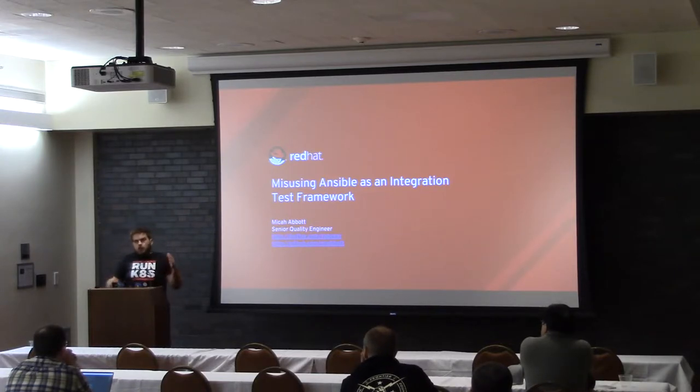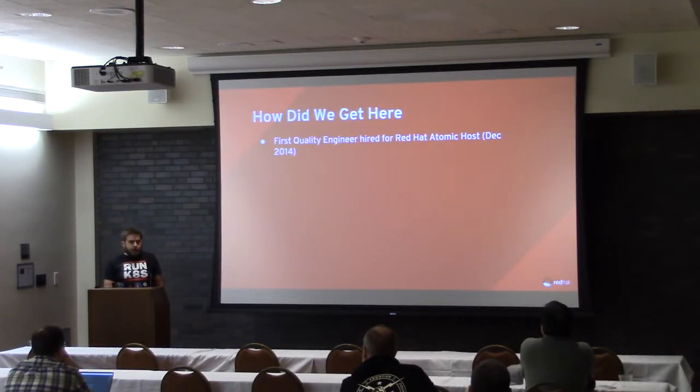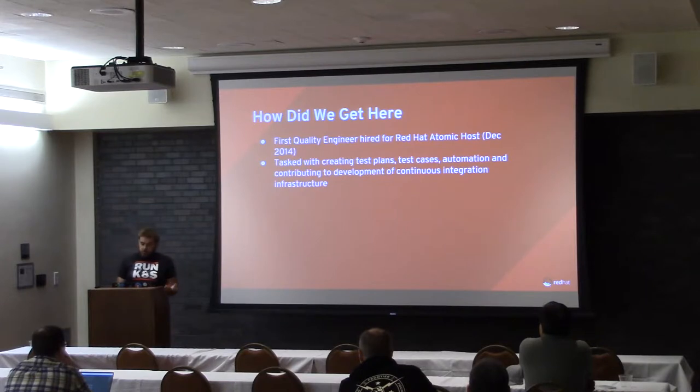I'm going to start with talking about how we got to this point of using Ansible, and then some of the problems we faced when we used this method, and the solutions, and sometimes just workarounds to the problems we encountered. So how do we get here? Back in December 2014, I was hired as the first QE guy to work on Red Hat Atomic Host. We had little to no test process, little to no automation at the time. So I got tasked with the normal activities of coming up with a test plan and automation, and we were really starting to invest in continuous integration and delivery. So I was also tasked with helping contribute in that area as well.